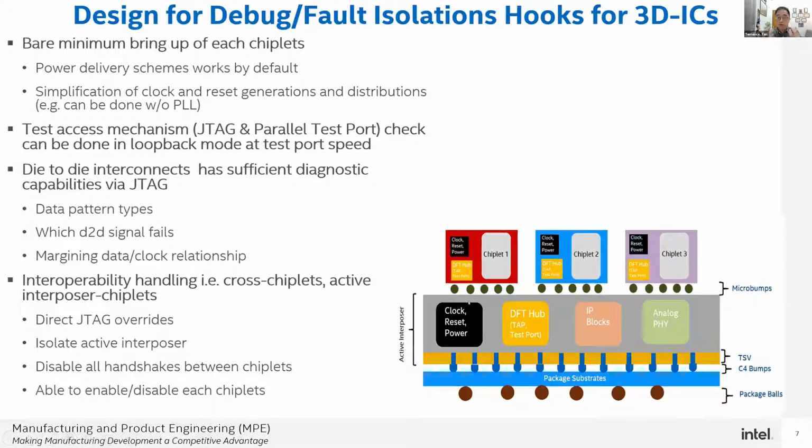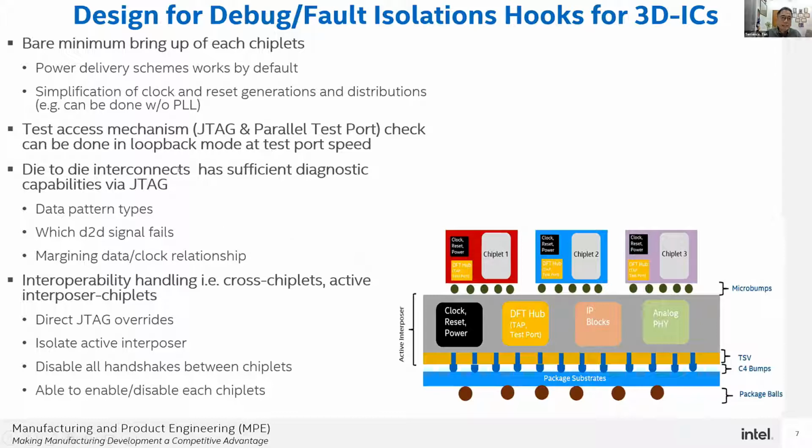Sometimes you may have a voltage regulator that delivers the power from your active interposer to your chiplets. You want to be able to work by default. When you power up, your regulator can send the power to the chiplets without any change of the default states. And you need to have a way to simplify your clock and reset generations. For example, can I do certain operations without PLL? Just a simple clock that drives from the package balls to the active interposer, or through the active interposer to the chiplet, without any PLL dependency, because sometimes PLL may be complicated in debug, right?